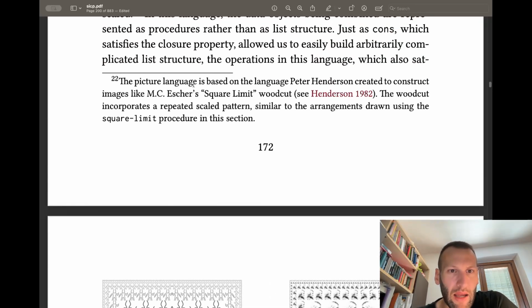The picture language is based on the language Peter Anderson created to construct images like MC Escher's Square Limit woodcut. The woodcut incorporates a repeated scale pattern similar to the arrangements drawn using the square limit procedure in this section.